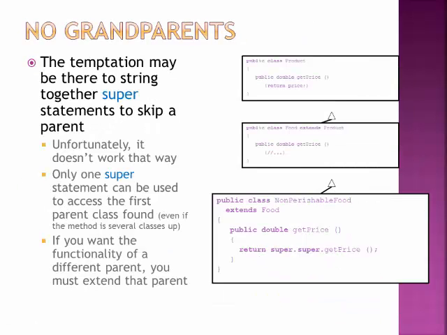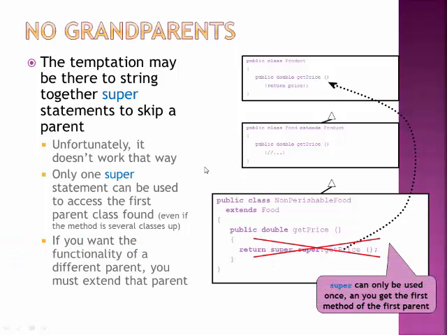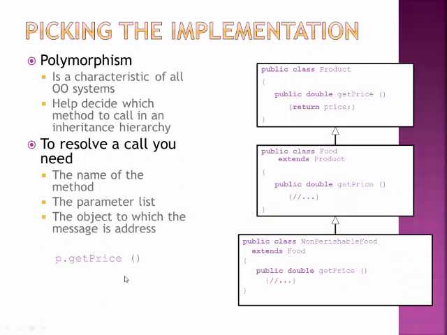A little side note here, the super only works one time. If I have a non-perishable food item, hey, Twinkies last forever, I can't say super.super.getPrice. That doesn't exist. There's no guarantee of having a grandparent out there, so I can't skip over that. That code doesn't work. I can only call my immediate parent within my hierarchy, within the class I've defined.